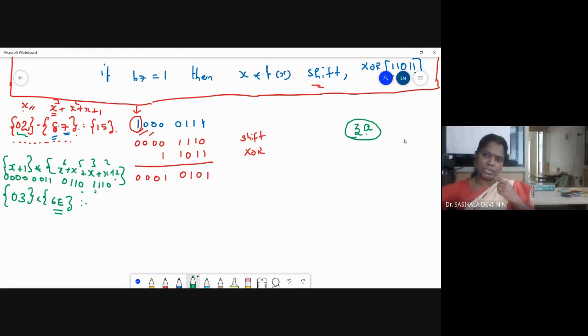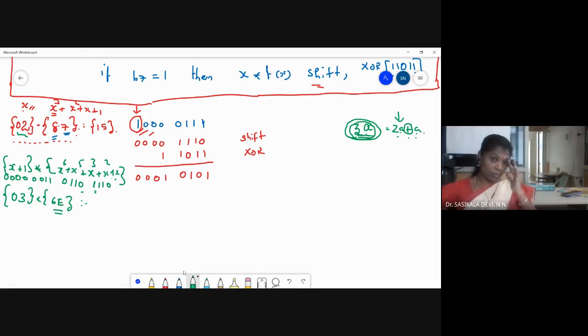Can I represent it like this? 3a is equal to 2a plus a. For 2a, you know the shortcut: shift followed by optional XOR. Addition is not actually addition. In GF(2^8), addition is also an XOR operation. So 3a can be executed using one shift followed by one XOR. That's it.